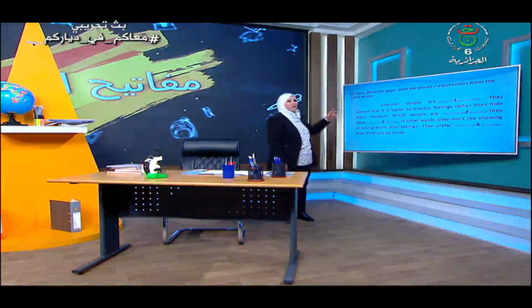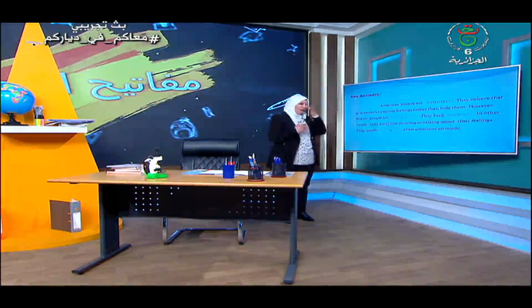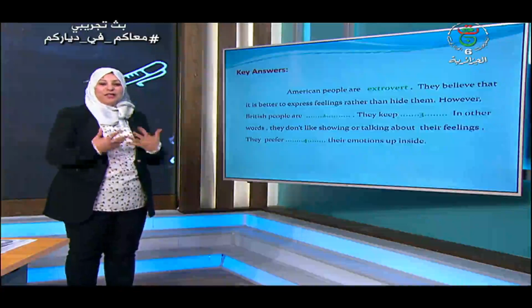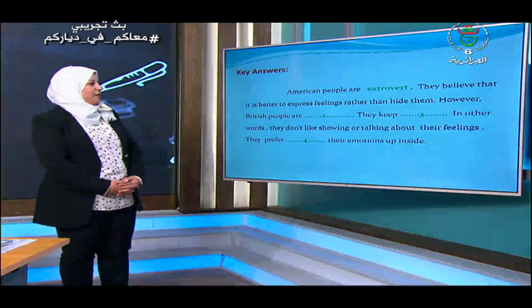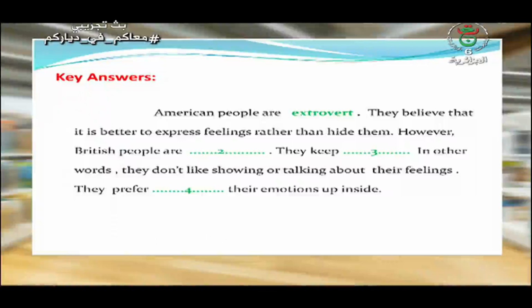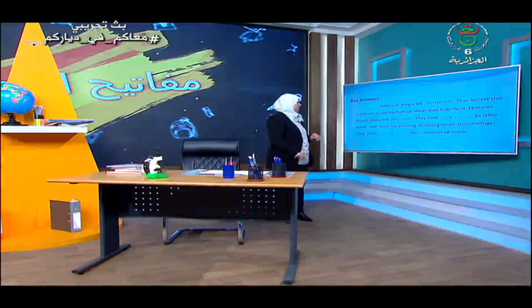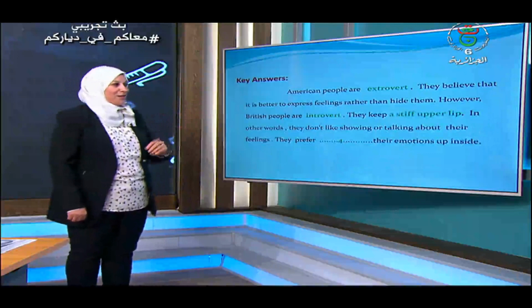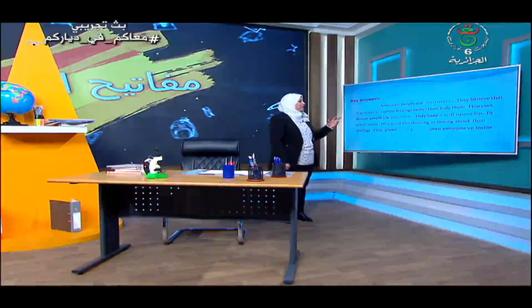Well, in this paragraph, you remark that we are speaking about the differences between American people and British people in relation to expressing their feelings. Yes, let's correct together. American people are extroverts. Good. They believe that it is better to express feelings rather than hide them. However, on the contrary, British people are introvert. Why? Because they keep, yes, a stiff upper lip. In other words, they do not like showing or talking about their feelings.